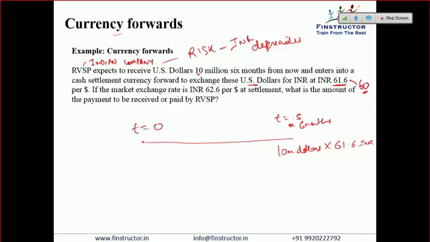So he wants to hedge. He says that I'm willing to accept 61.6 INR to the dollar, that is $61.6 million. If 6 months later, actually the exchange rate has become 62.6, then do you think RVSP has gained or lost by entering this contract?